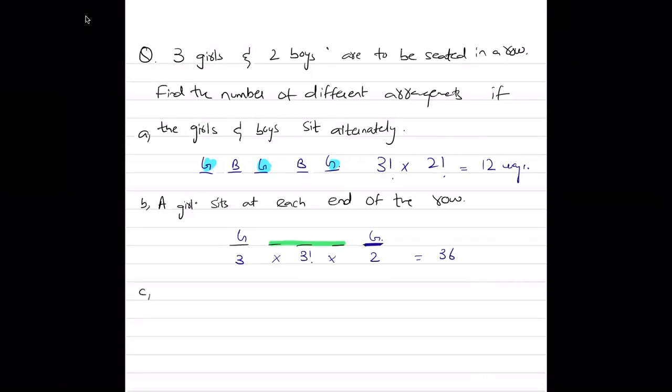Okay, now I want you to try the last part. The girls sit together and the boys sit together. Okay, you try this out. I'm going to answer a call and then get back to you.